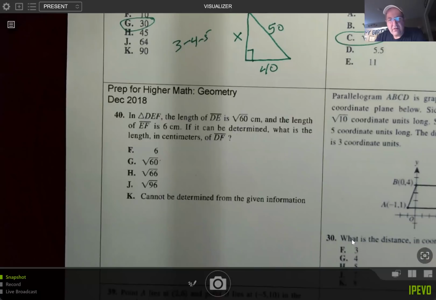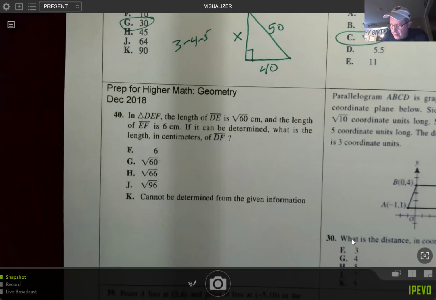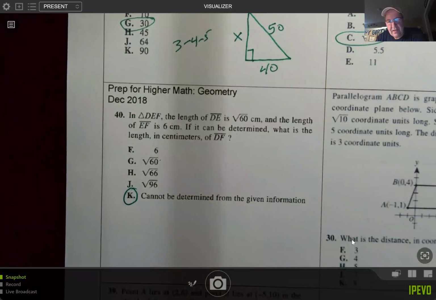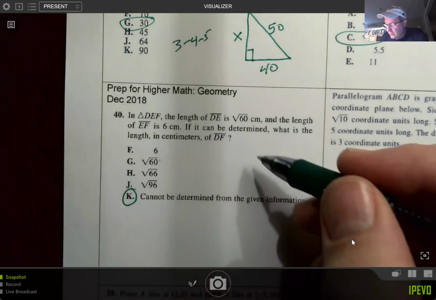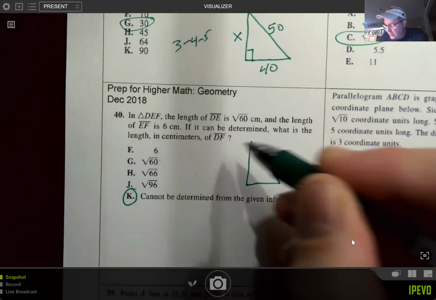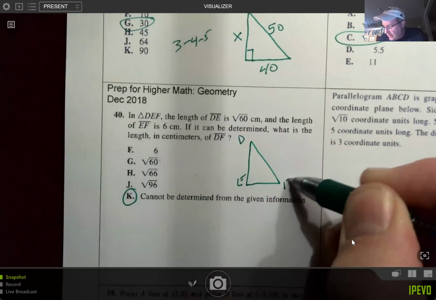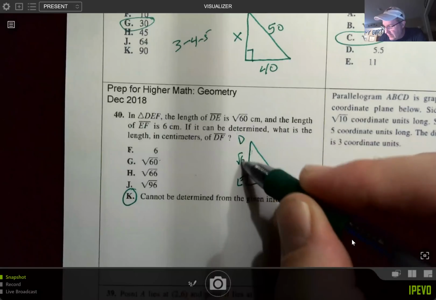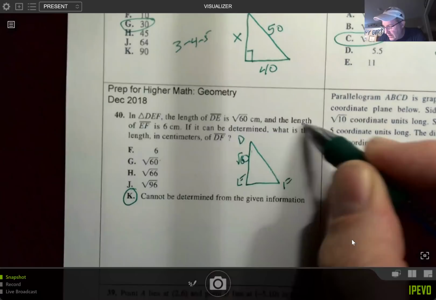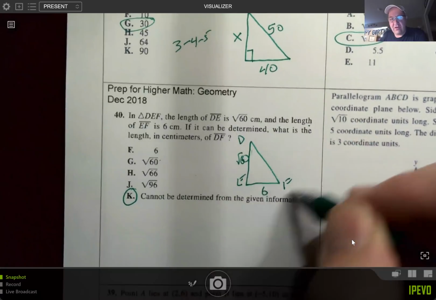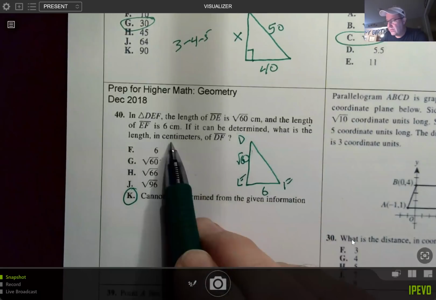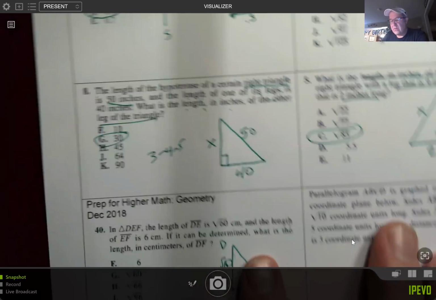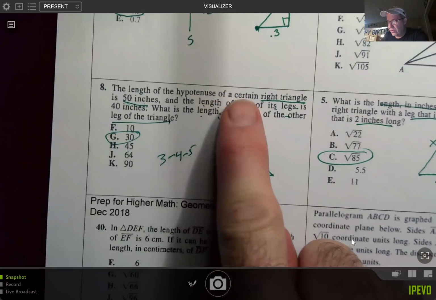This is one of the rare, I think there's only 3 occurrences in the history of the ACT I've seen, where the answer is cannot be determined. See, the thing is, when people do this question, a lot of them think, okay, I'm going to draw myself a right triangle. I'm going to call it D, E, F, and DE is the square root of 60. The length of EF is 6. And you start doing Pythagorean theorem, and they see the answer, and they go, nowhere are we told this is a right triangle. See, the ones before, like on number 8 here, we were told right triangle.